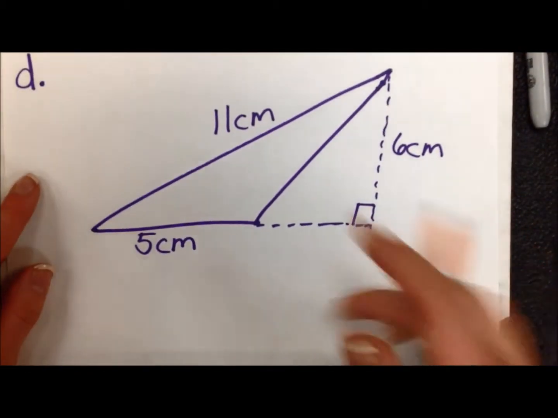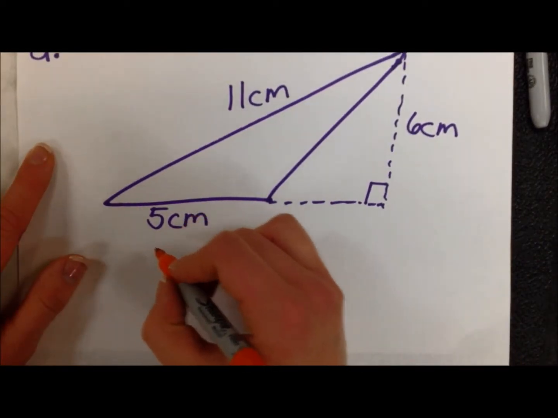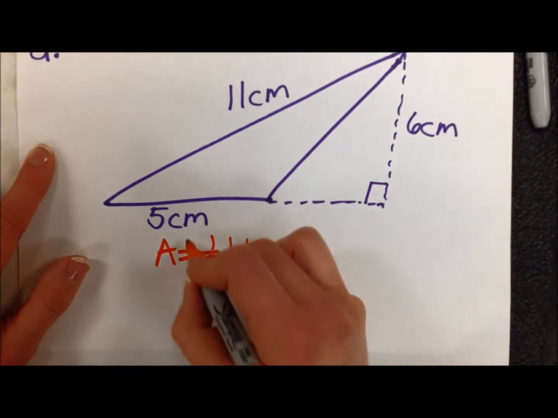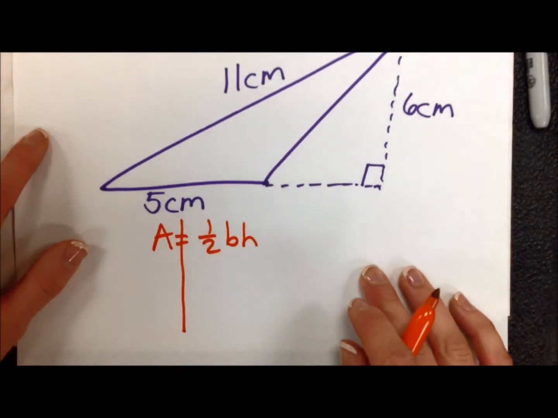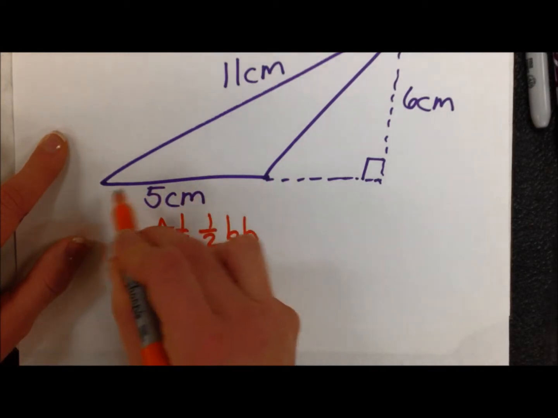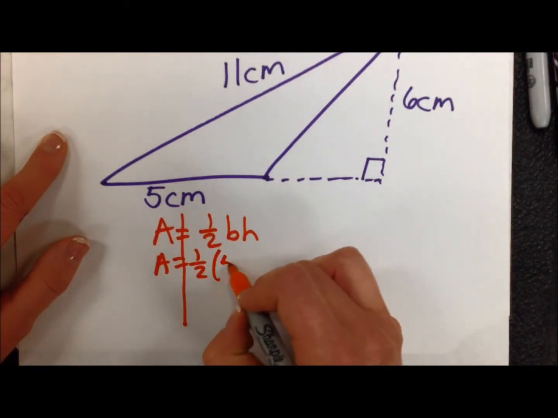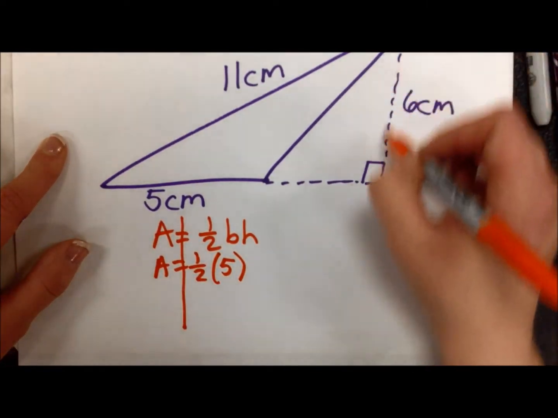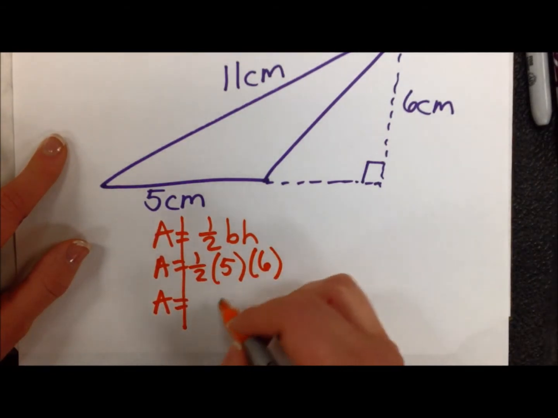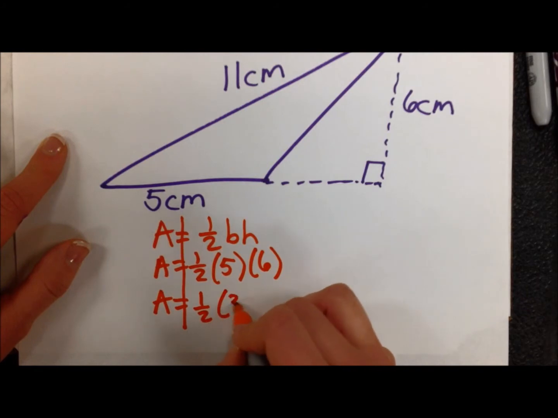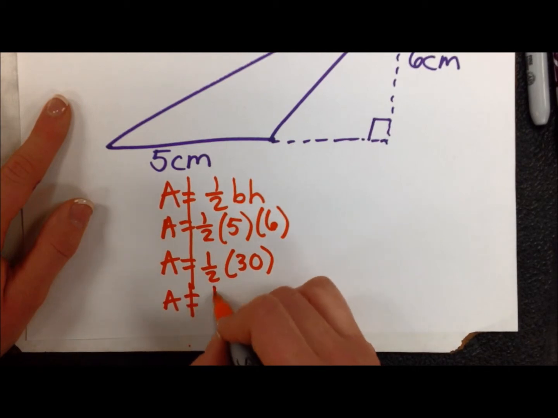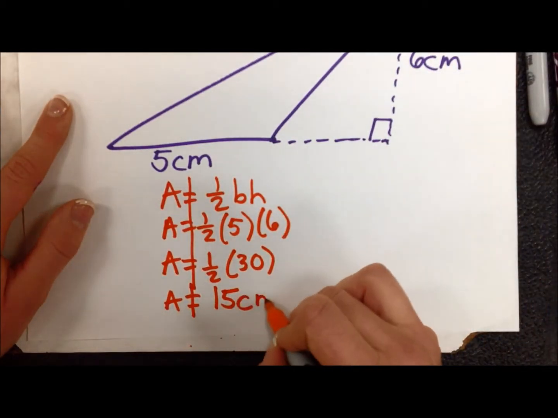Okay, so I'll write it down here at the bottom if we can fit it in. Area is equal to 1/2 base times height. Might have to move this up a little. Area is equal to 1/2. 5 centimeters is my base right here. And 6 centimeters is my height. So area is equal to 1/2. 5 times 6, which is 30. So 1/2 of 30. 30 divided by 2 would be 15. And it would be centimeters squared.